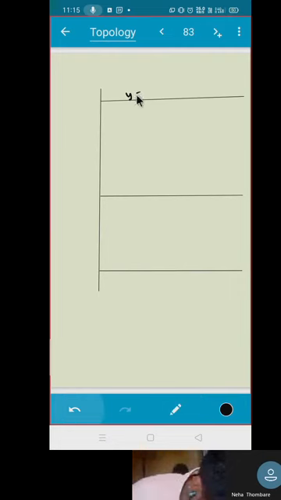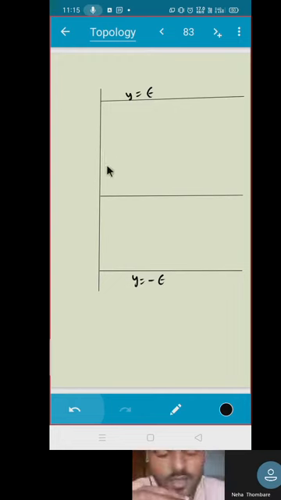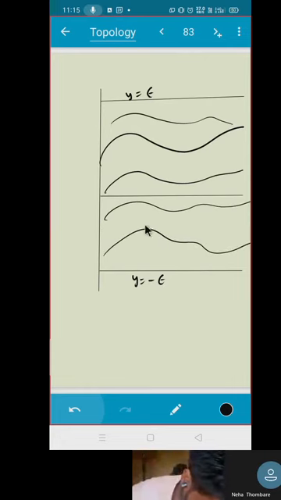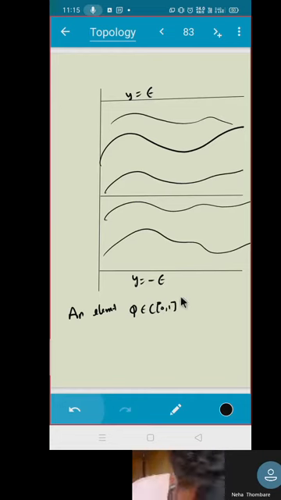So this is y equal to epsilon, y equal to minus epsilon, and any function lying in this interval, any function you draw. Any function lying in this interval belongs to the ball B0 epsilon. In short, you can say an element phi belongs to C01 lies in B0 epsilon. What is the condition it should have?